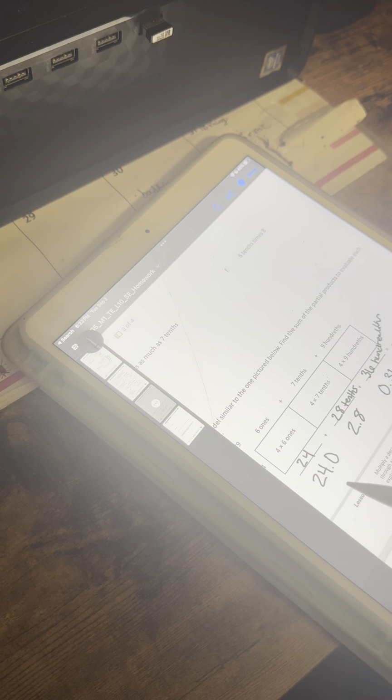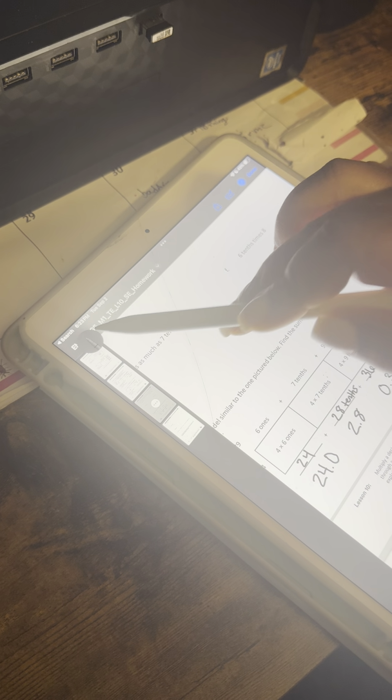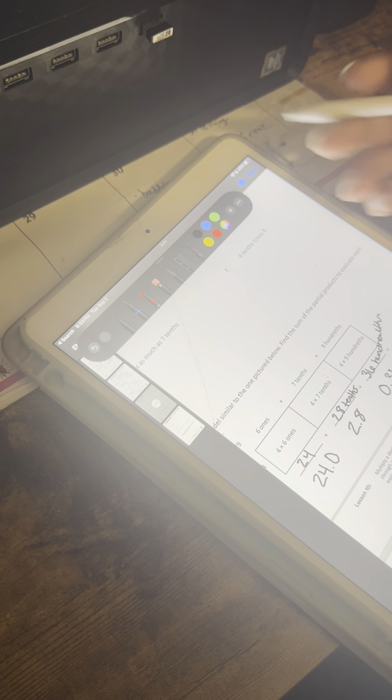Now, 4 times 6 ones is 24. So we will just write 24. But I'm sure we're going to need a decimal, so we'll do 24.0. 28 tenths. 28 tenths is basically 2 and 8 tenths. Okay? 36 hundredths. How will we write that? 0 and 36. So now we have to take everything that we just wrote out and add it together.